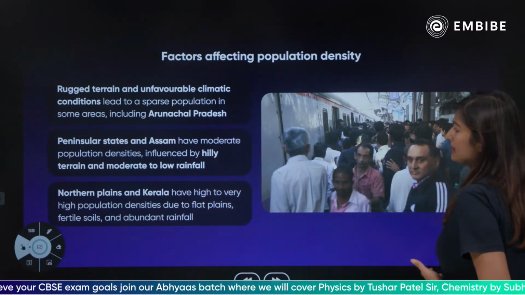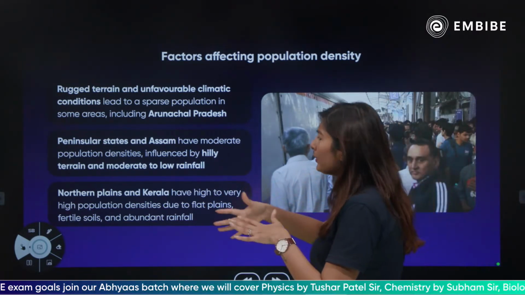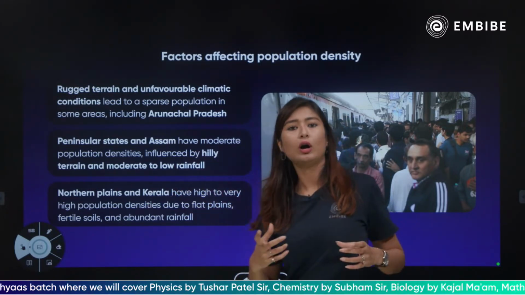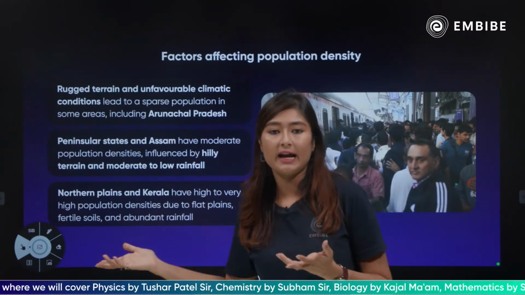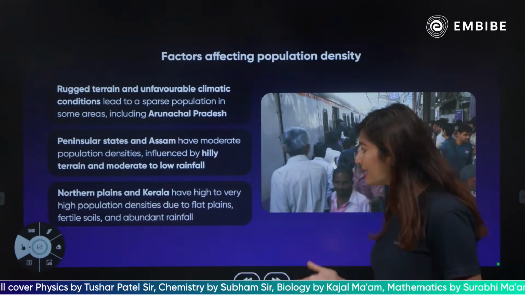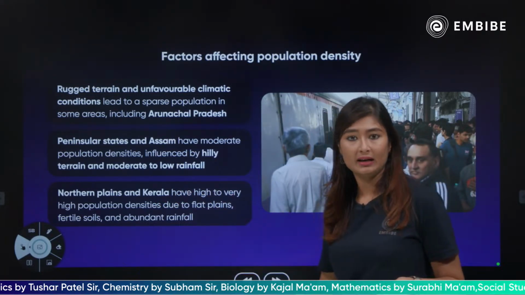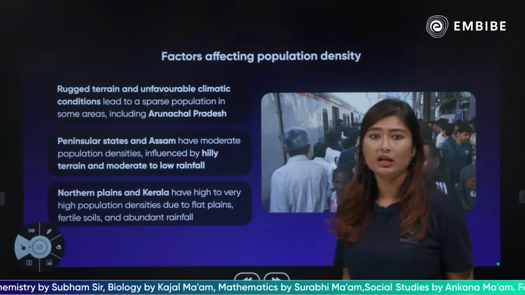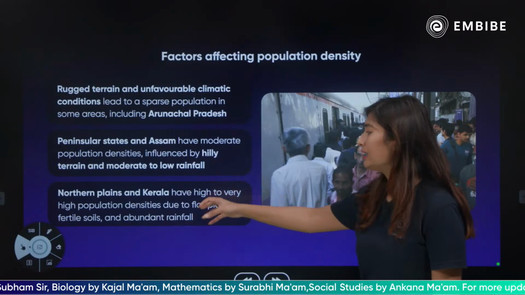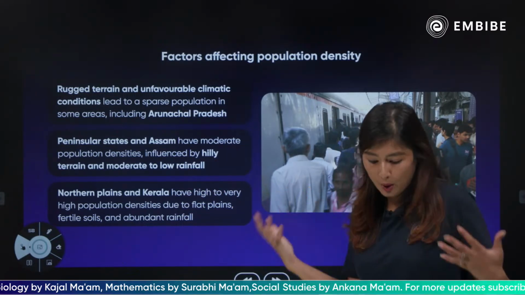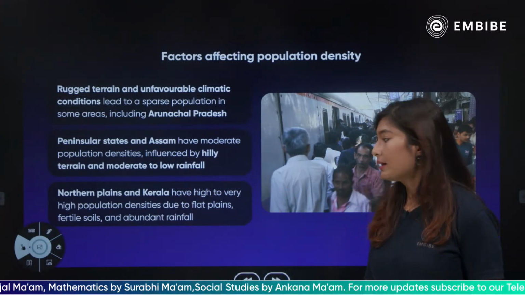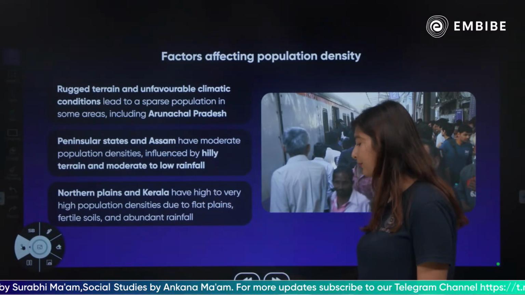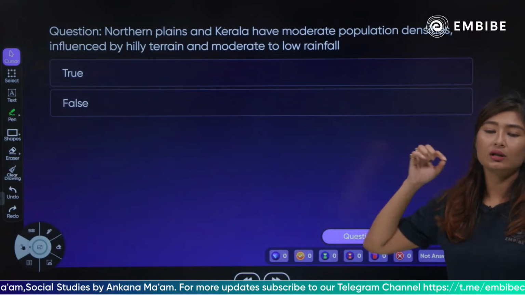Whereas peninsular states, Assam, they have moderate population because they do have some hilly terrain and low rainfall, but it is easier to reside over there. Places where it's very easy to reside, like northern plains and Kerala, which have very fertile soil, where it's very easy to have transportation, a lot of people stay here, and that is why you will find a lot of population density.